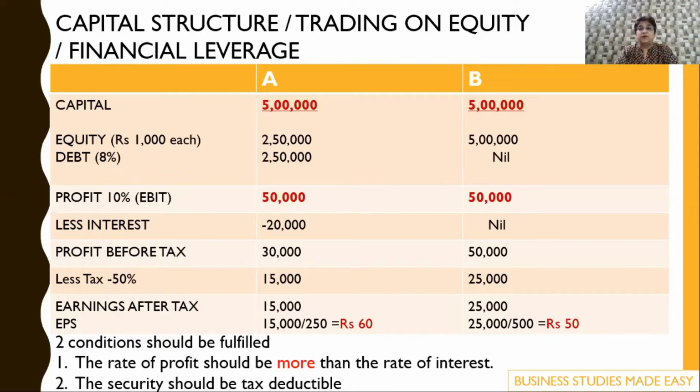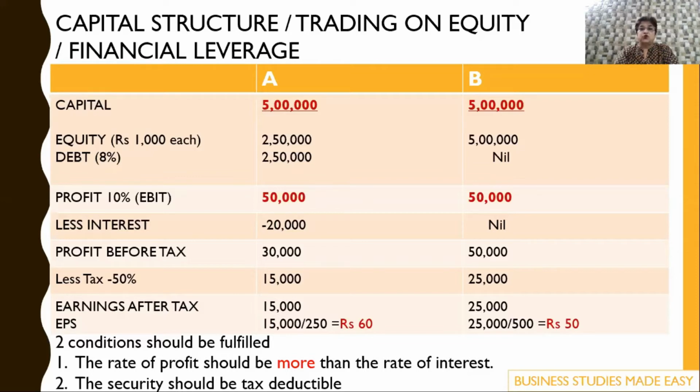But in case of B, the number of shareholders were 500. So 25,000 was distributed amongst 500 shareholders. So this came to rupees 50 per share. Company A could give rupees 60 per share and company B could give only 50 per share. Why? Why did this happen?